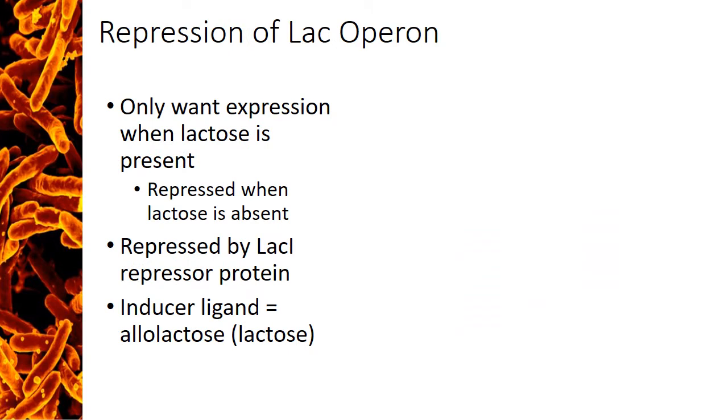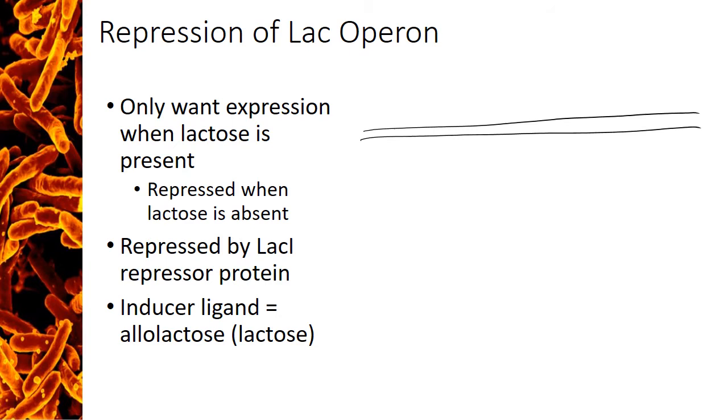The first level of regulation uses a repressor protein to monitor the presence or absence of lactose. Remember, we only want expression when lactose is present, so when it's absent, we want the genes to be off. This is the role of the repressor protein, which is called LAC-I. So let's see how this regulation is going to work.